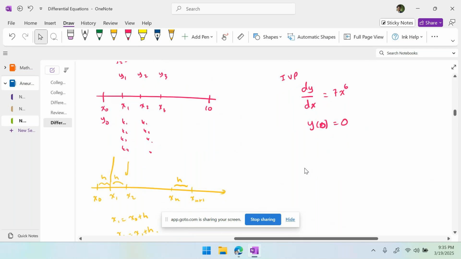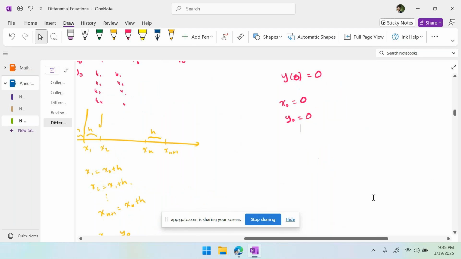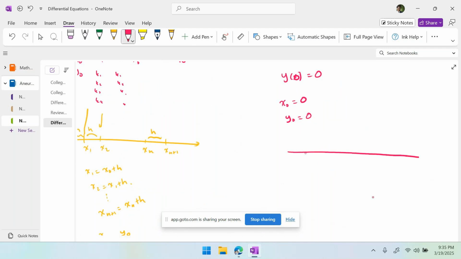So basically what I have is x naught equals 0, y naught equals 0, and then I'm going to have an interval 0 to 1. I know the corresponding y naught value because they were given as initial values, and I need the answer at this point when x is equal to 1. What is the y?